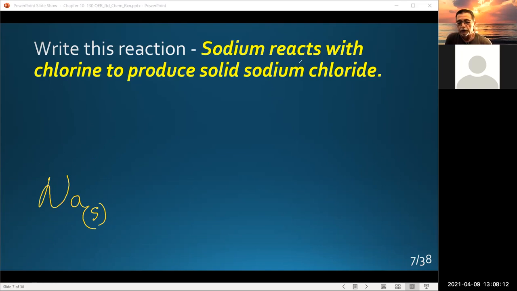All right, so we got sodium right here, and then the keyword reacts. So that tells me that's my plus sign, okay? Because sodium is reacting with something else following the react word. And here we have chlorine. Note they're talking about chlorine. They're not talking about chloride. Chloride is the ion. Chlorine is the element. We also know that chlorine is diatomic.